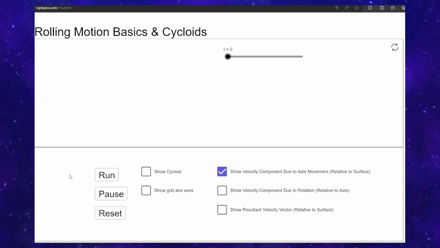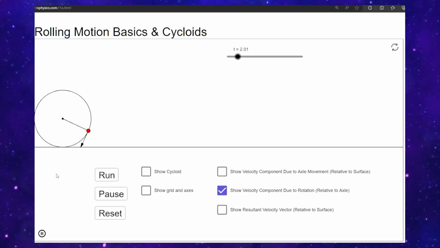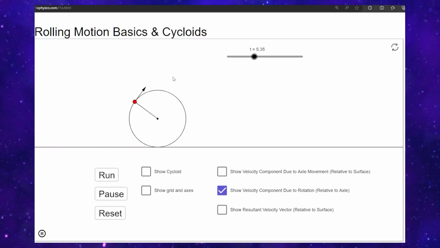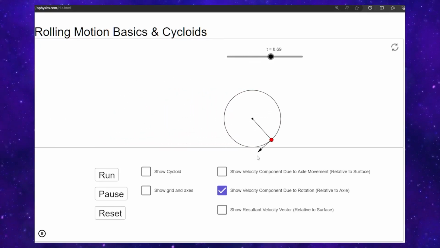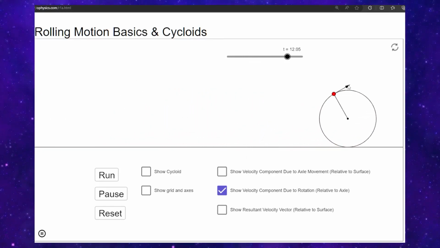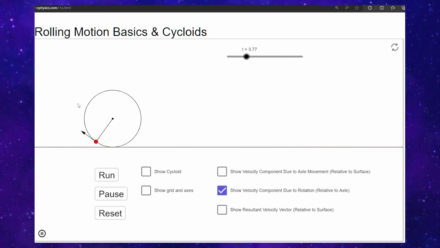A better way to visualize this is with some animations. So right here, this is an O-physics simulation that shows the rolling motion and the velocities attached to the different points relative to certain components. So we're going to start with the first diagram, the rotation one. And the velocity component due to rotation relative to the axle here is constant, like that. The thing that's changing, though, is the direction of this velocity. Notice that it's always tangent to the rim of the wheel, like you'd expect.